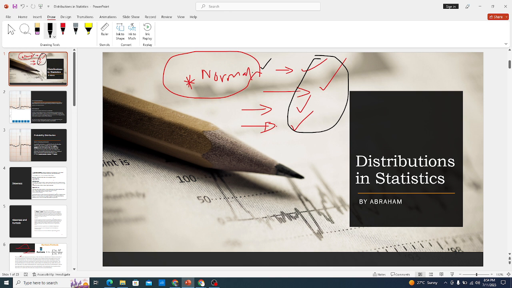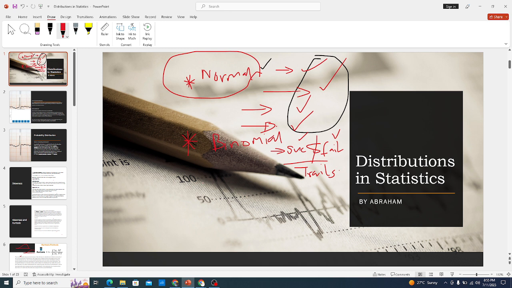Then we'll also discuss a second distribution, the binomial distribution. For the binomial distribution, basically we'll consider any experiment with success and failure. Any example or application with success and failure, and also with some trials.